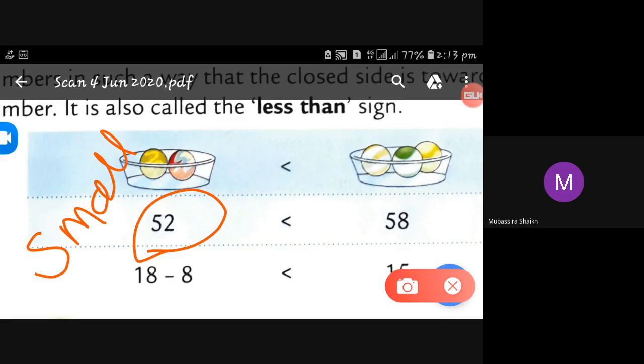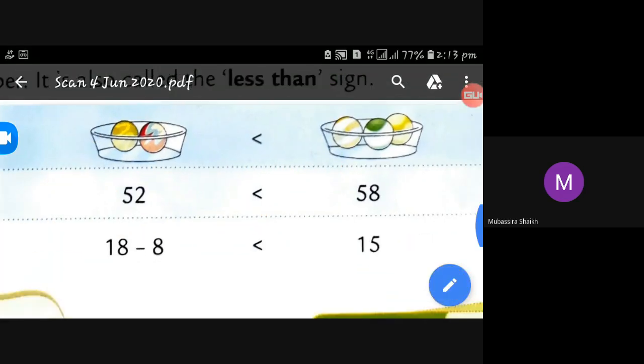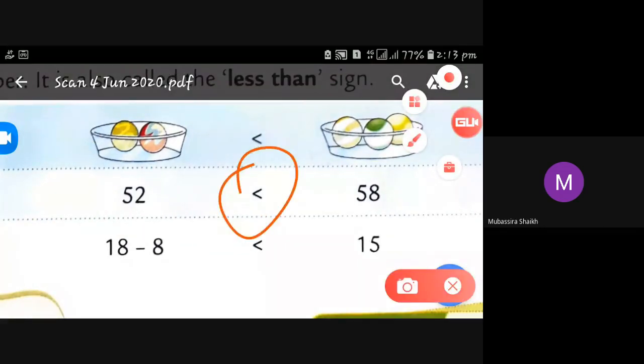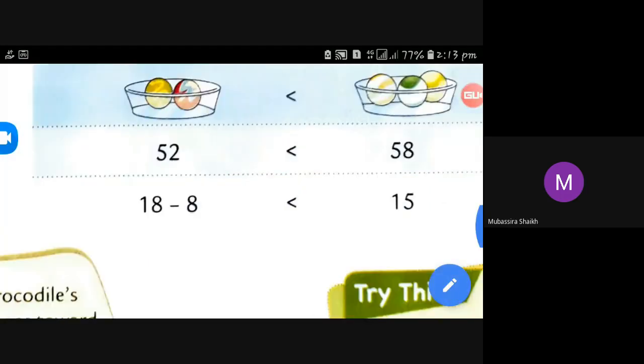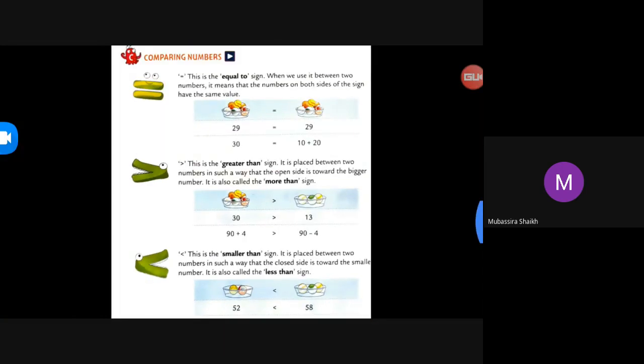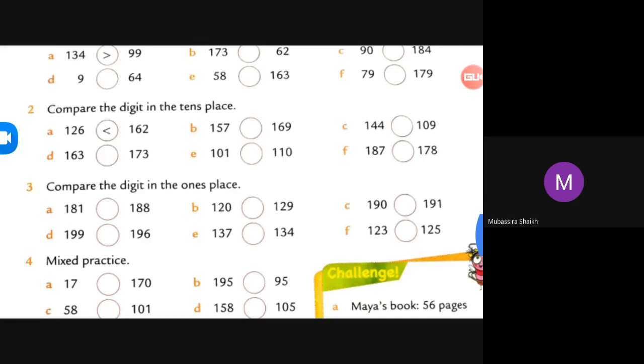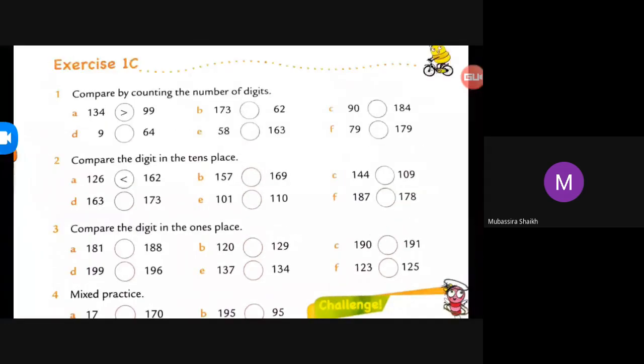Okay. 58 is the big one. So here we can say, 52 is smaller than 58. This is the less than sign. See, this is the less than sign here. We can say this, 52 is less than 58. Understood this? So this is the concept of comparing numbers. You can see three concepts: equal to, greater than, and smaller than. Understood this? Okay. See, this exercise we already did and you all wrote it.